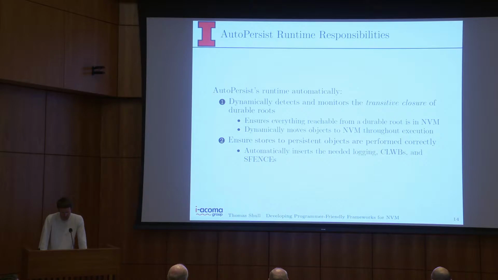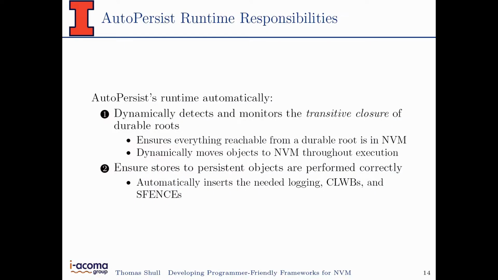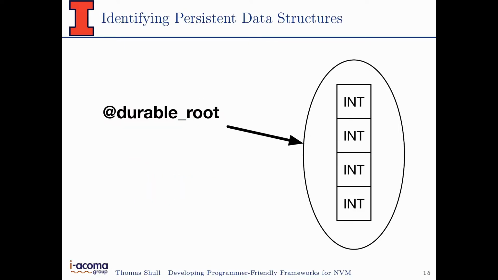So it automatically inserts the needed logging, cache line writebacks, and fences to make sure they complete in an intuitive order. And I'll describe its persistency model also in a couple slides, but it's a combination of epoch for failure atomic regions and sequential elsewhere. So really, what should be a durable root?